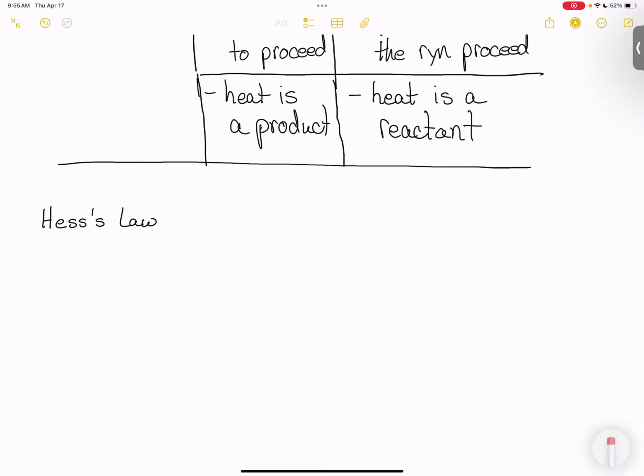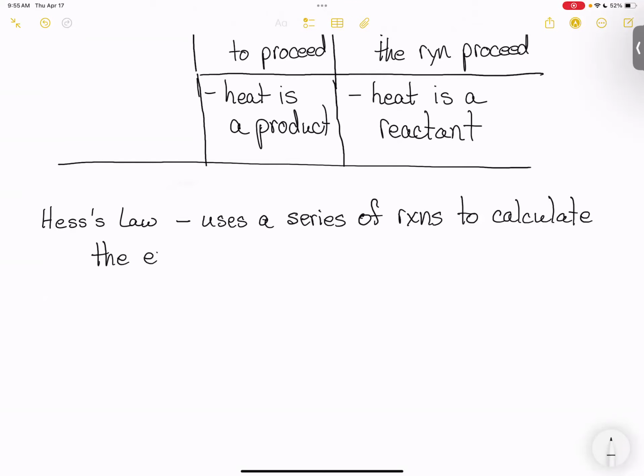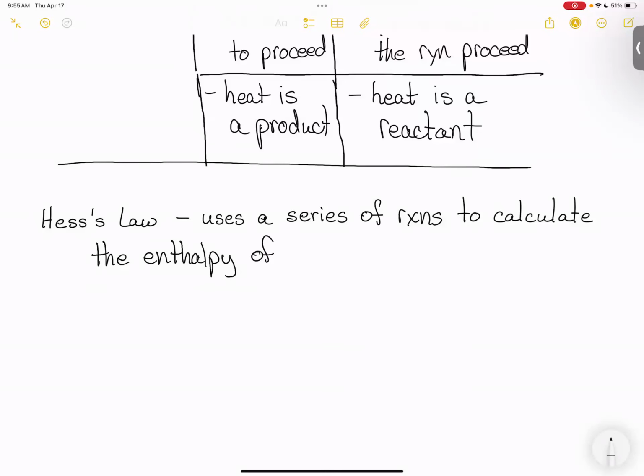Basically, what Hess's law does is it uses a series of reactions to calculate the enthalpy of an unknown reaction. Or I should say the unknown enthalpy of a new reaction.